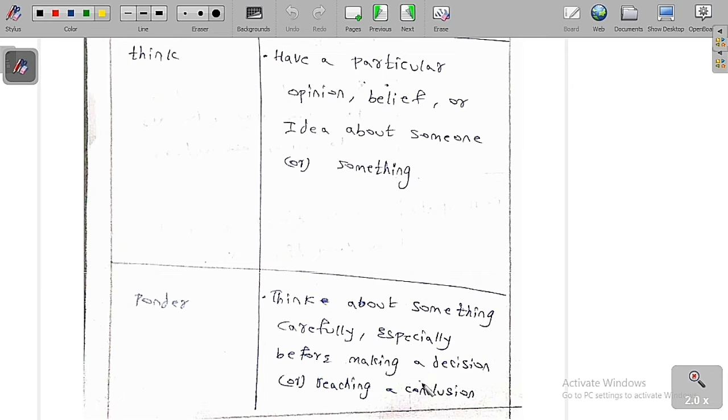So if you want to reach any conclusion, first you have to understand it and you have to think whether it is right or not. With a lot of plans you have to think and finally you have to get a conclusion. So this is called a ponder. Ponder means think about something carefully, especially before making a decision or reaching a conclusion. So these are the different types of words and the corresponding meanings.